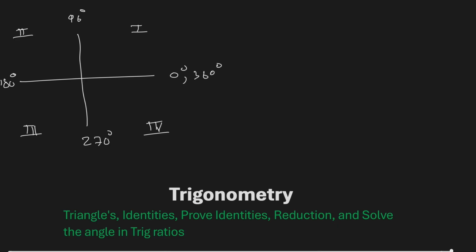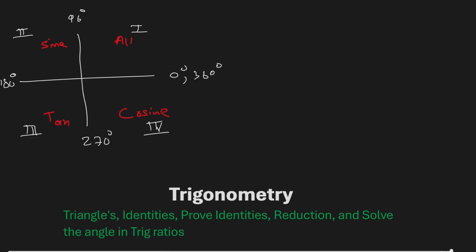So on our quadrants, we know that we have what you call CAST. So that means we have CAST here. And then what does CAST mean? It means all the ratios on the first quadrant are positive. But on the second quadrant, only the sine ratio is positive. On the third quadrant, only tangent is positive. And on the fourth quadrant, only cosine is positive. So this is what these four quadrants tell us.